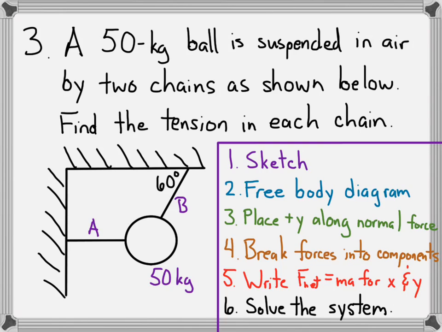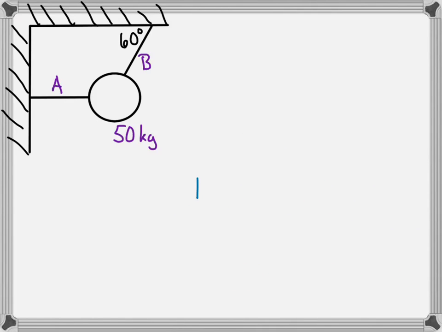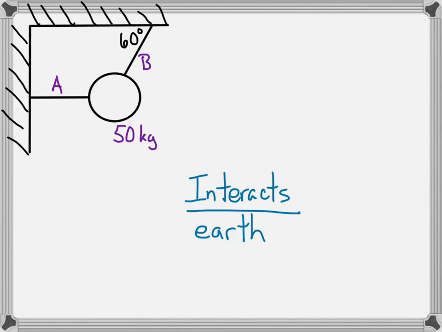Okay, with that sketch drawn, let's draw a free body diagram. So let's include the sketch. You don't need to do this in your notes, of course. I have to figure out what the ball is interacting with. So I know, first of all, that it interacts with Earth. And it's going to interact with chain A. And it's interacting with chain B. I don't have any normal forces in this problem because the ball is not leaning against a surface itself.